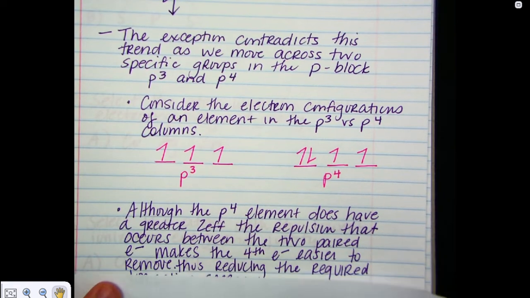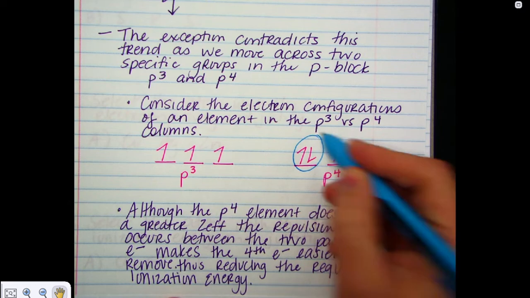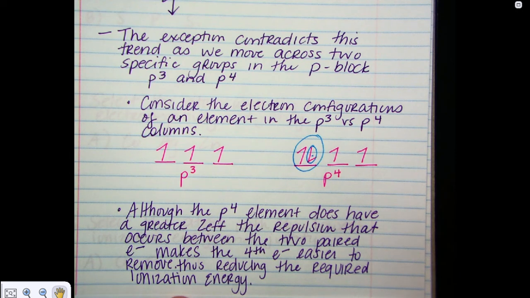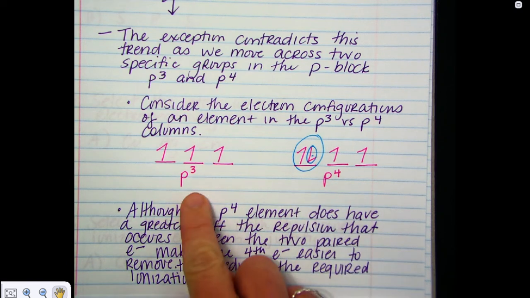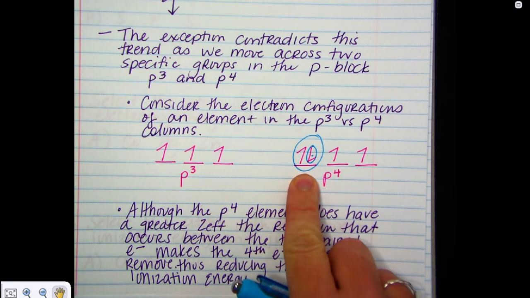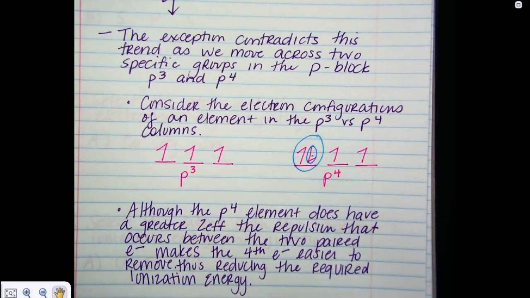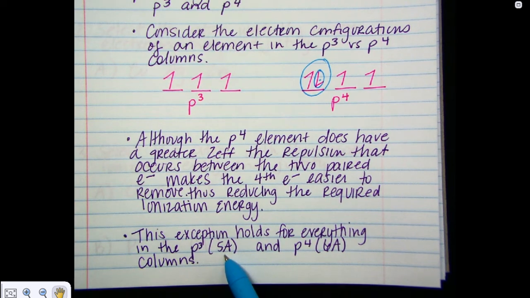Okay? So although our P4 element does have a greater Zeff, and it does because it's going to have a bigger nucleus because it's further over to the right, the repulsion that occurs between these 2 paired electrons makes this particular electron in that pair a little bit easier to remove, which means the amount of ionization energy required to remove it is less. So even though I'm going across and even though my nucleus is getting bigger, it requires a little bit less energy to remove this electron as compared to this one, which is for sure opposite of our trend.